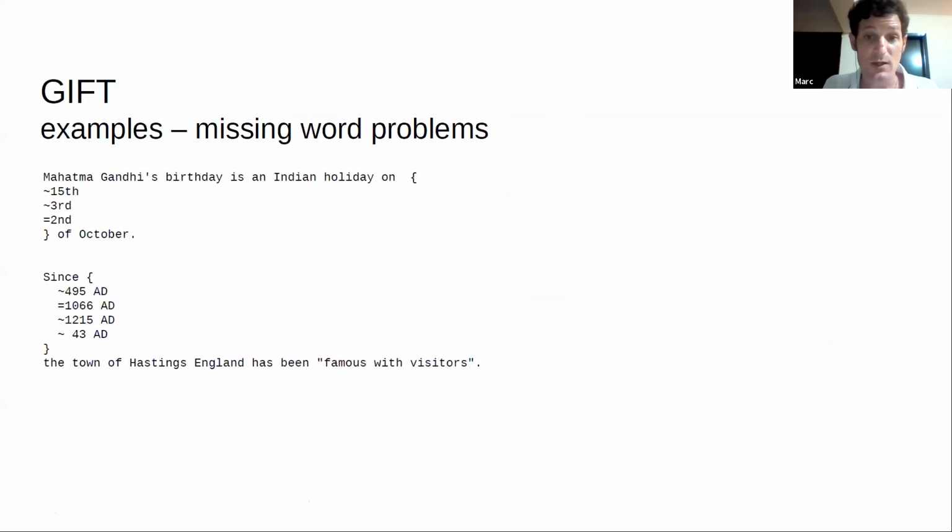So here are a couple of GIFT examples. I showed some Openwords markup language examples. I mean, it's really simple stuff. So these are two missing word problems. Mahatma Gandhi's birthday is an Indian holiday on blank, and then the correct answer, I believe, must be the second.